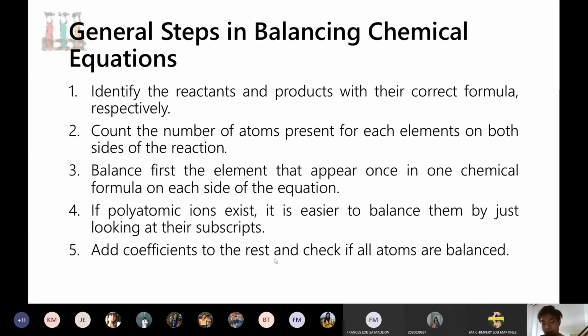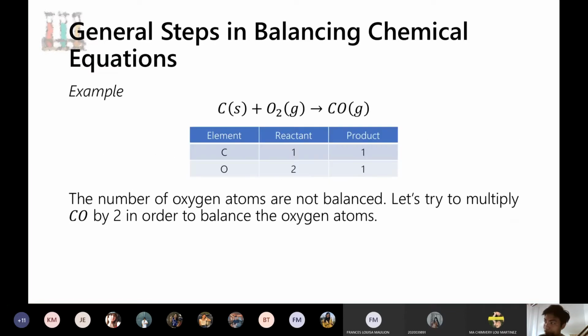Then lastly, we add the coefficients and we check kung tama na yung number of atoms. So we distribute the coefficients. We multiply the coefficients to the number of the atoms so we can get the total number of atoms present in the reactant and the product side. So punta muna tayo sa generic way. Tatlo kasi yung tips na ibibigay ko sa inyo dito.